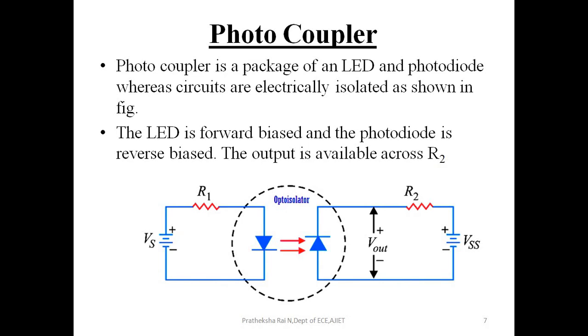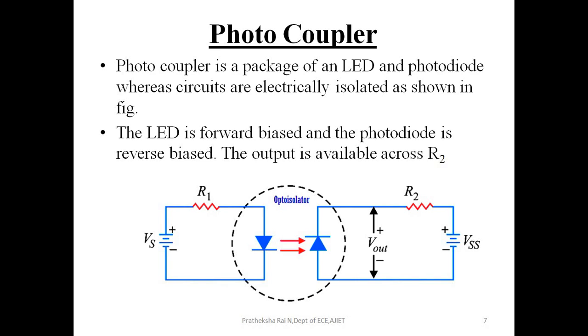A photocoupler is a package of an LED and a photodiode where the circuits are electrically isolated, as shown in the figure. The LED is forward biased and the photodiode is reverse biased, and the output is available across R2. So the photocoupler is also called an optocoupler, or it can also be called an optoisolator.